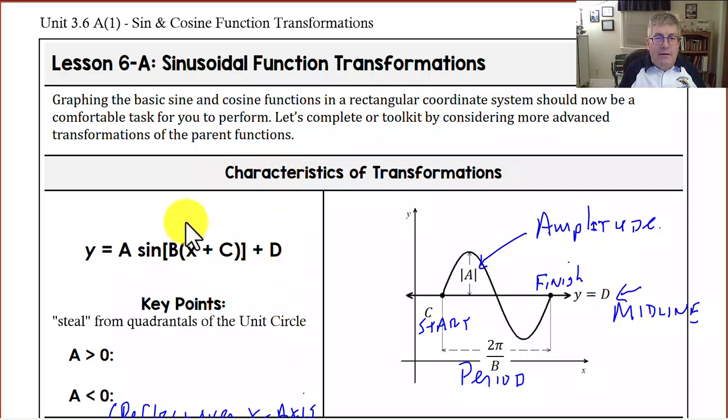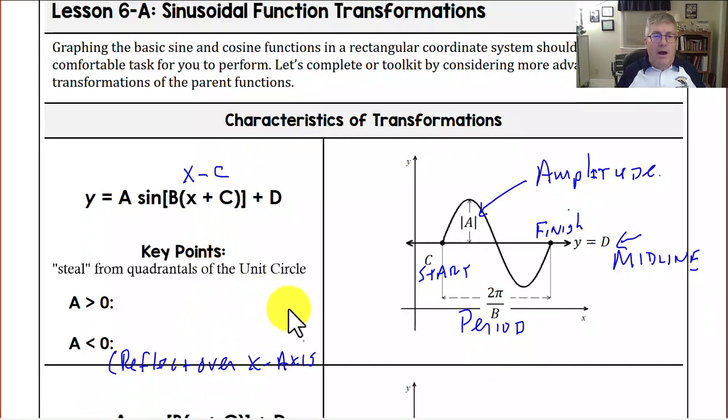I do like to use x minus c here, and that's consistent with our phase shifts then becoming the opposite of what we're looking at here sine-wise, and that's consistent with what we've done in the past. Our key points, we're going to steal from the unit circle, from the quadrantals. We're going to graph the start, the quarter pole, the halfway, 3/4, and then the finish. We'll do our 5 key points.